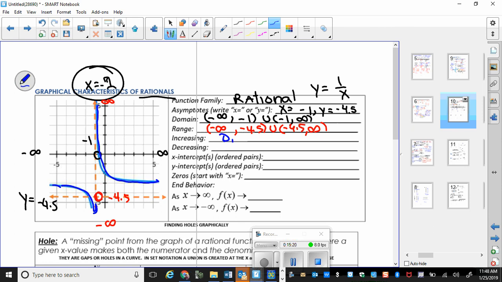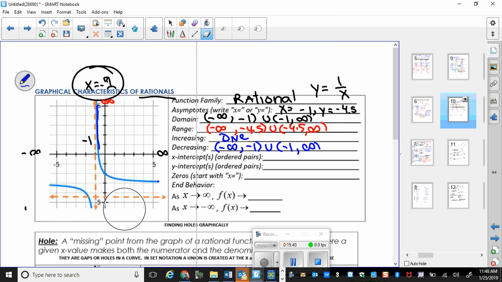So an increasing interval does not exist. No y values are ever increasing as I move to the right. But the decreasing interval is the same as the domain. It's the same as the domain. Now, x-intercepts, let's erase some of this information I have here.